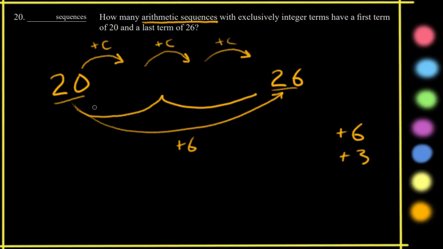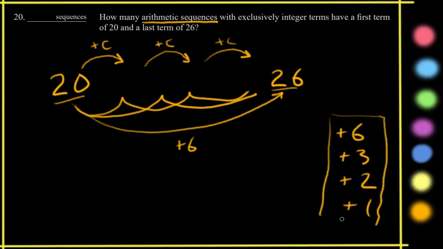And another way to do it is to do it in 3 jumps, right? You could do 2, 2, and 2. So that would be adding 2 each time. And then the last way to do it is to just add 1 each time, right? So you do it in 6 jumps. So these are the 4 different ways that you can get from 20 to 26 with integer jumps all the same. So that means there's a total of 4 different sequences like that. All right, let's go to the next one.